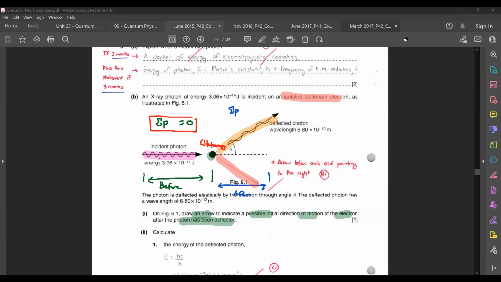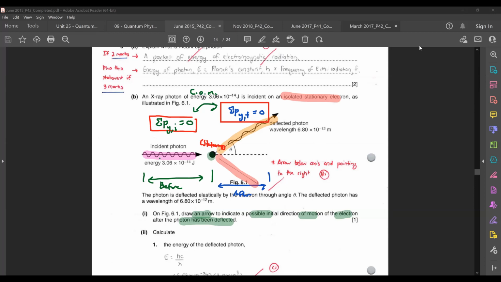This one I think I wrote the symbol wrongly. This one is vertical momentum before collision. This one is vertical momentum after collision. So after collision, your vertical momentum must also be zero, because this is related to your conservation of momentum that you have from AS. So your vertical momentum before collision is zero. Your vertical momentum after collision must also be zero.